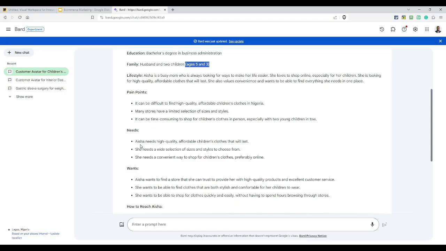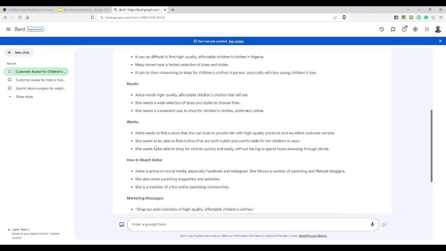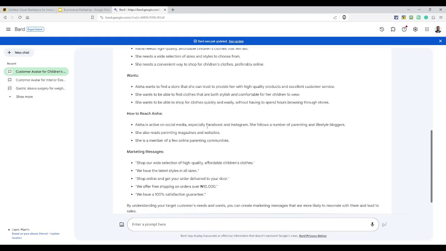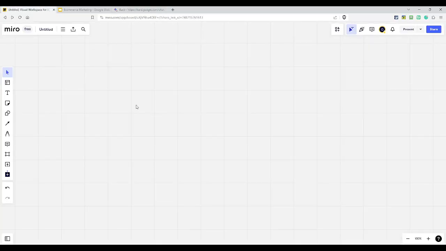So what do you need? What does Aisha need? She needs high quality clothes. She needs a wide selection to easily choose from and a convenient way to shop. What does she want? How do you reach her? Where is she? Remember the example that I gave.